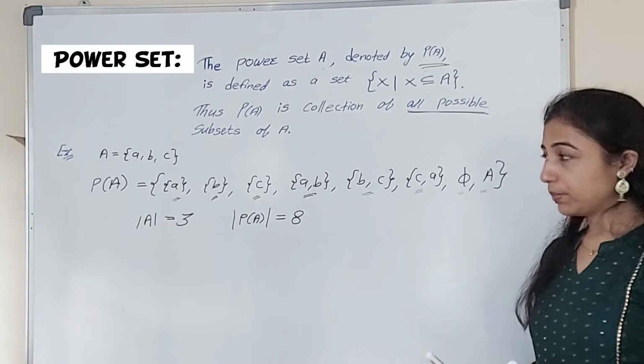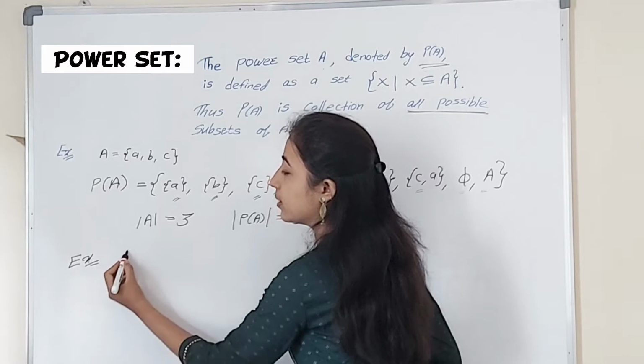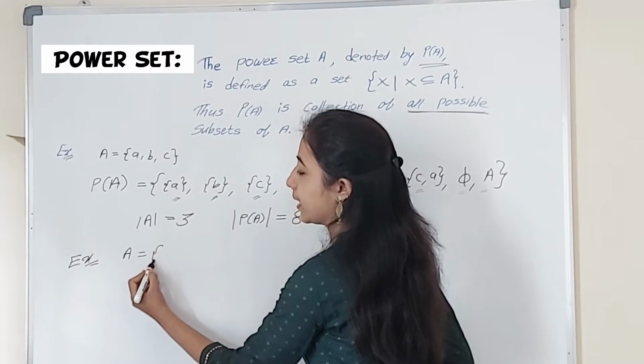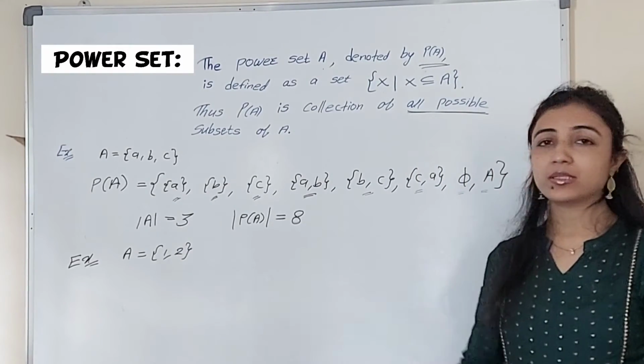Now we see the next example. Suppose we collect here set A containing elements 1, 2. Now try to find the power set for this set A.